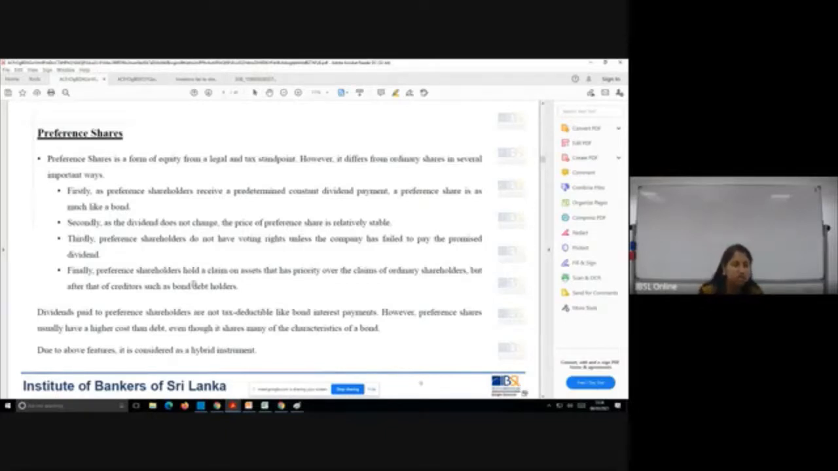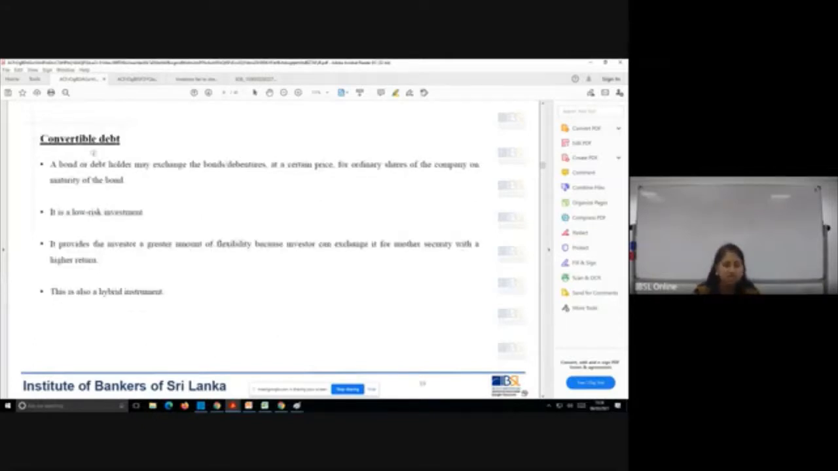Okay. And due to this main feature, what happens? Preference share is more costly than a debt instrument. Why? It has the best of both worlds. You as an investor would like it because you have a certainty in your dividend income. You have a priority over the ordinary shares at a settlement. Okay. So those are the additional preferred features to an investor. Okay. And due to this, it is considered a hybrid instrument.